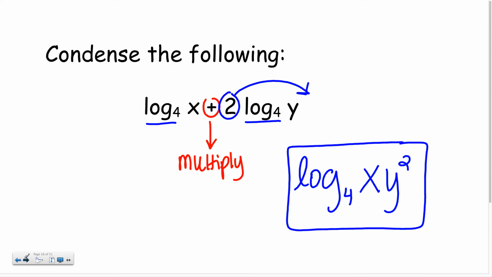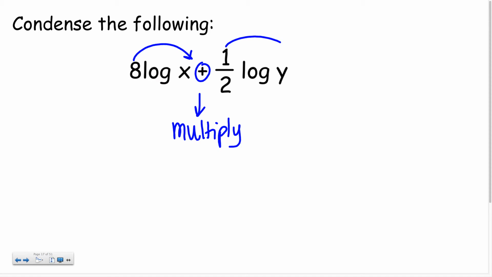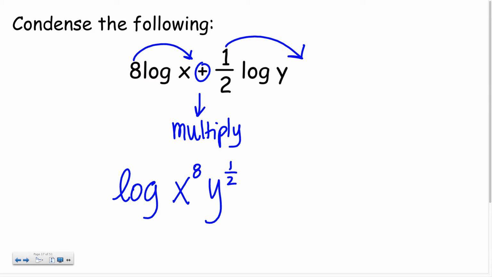Okay, top of page 8. Alright, so we've still got addition. So that means we're going to multiply. And I've got numbers in front of the log. So 8's going to go backwards, and 1/2's going to go backwards. So I've got log of x to the 8th times y to the 1/2.